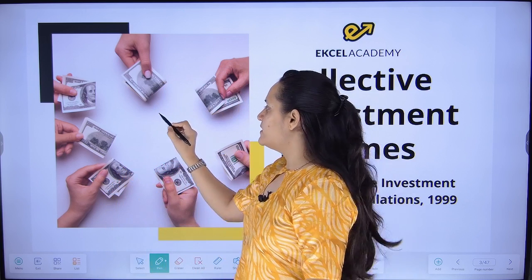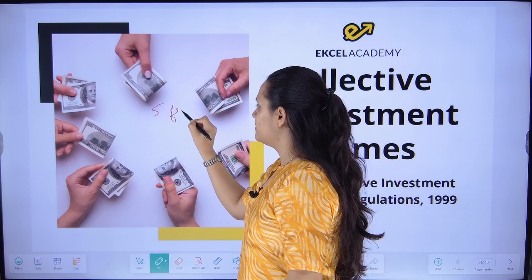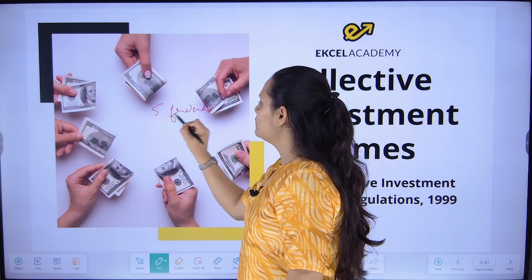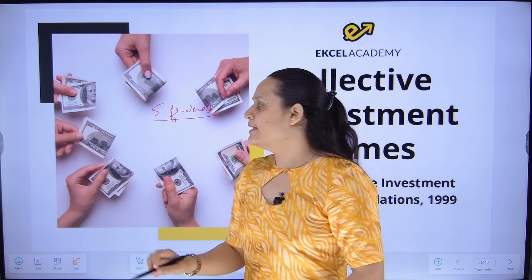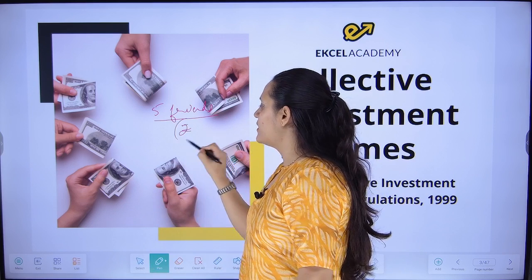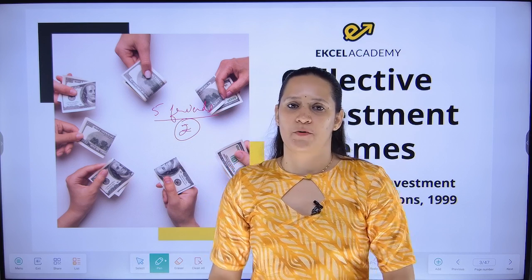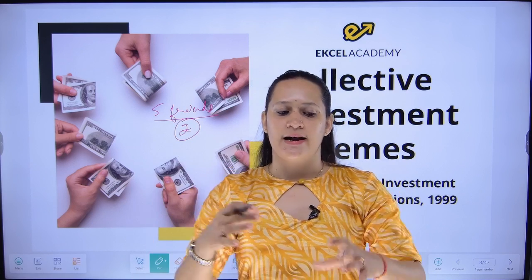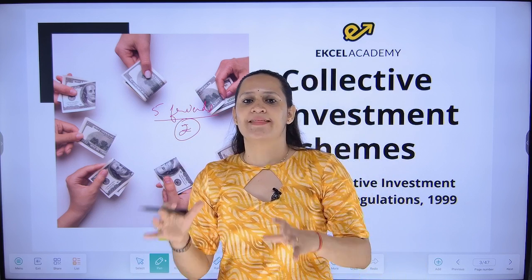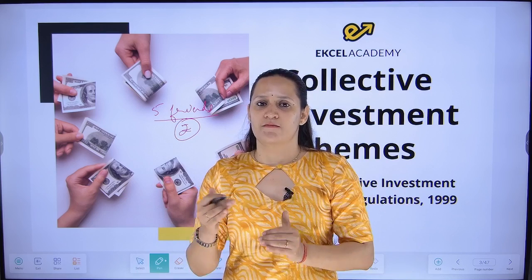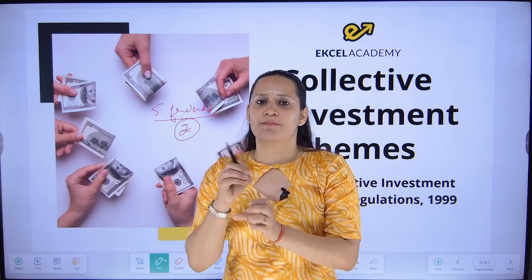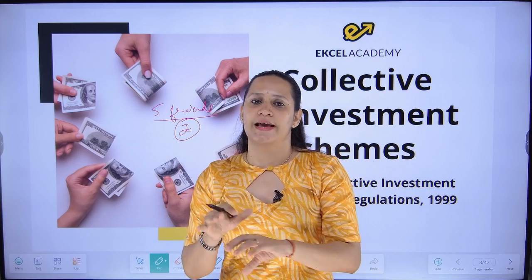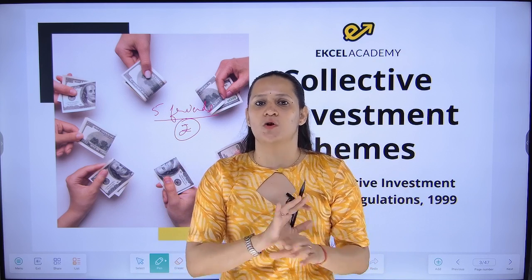Let's assume that there are a set of 5 friends. All these 5 friends are planning to take a trip abroad, and they require a lot of money to travel abroad. So they thought, let us collect a certain sum of money, and that money we are going to invest, and whatever money is accumulated through the investment, we are going to take this particular trip. We are going to go abroad.